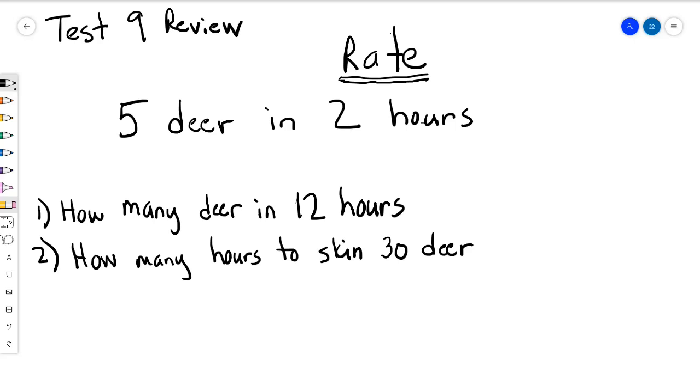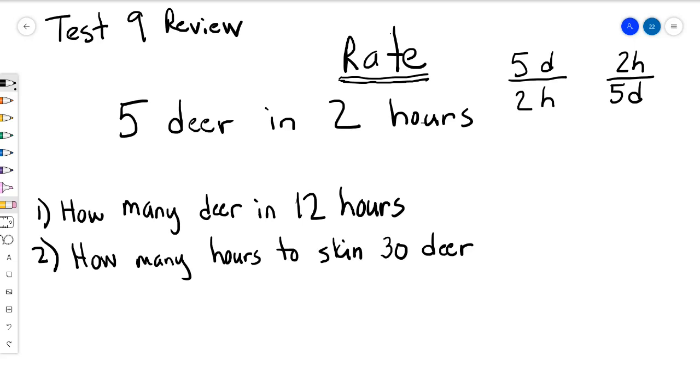The first thing you'll need to do is to write your 2 rates. There'll always be 2 rates associated with a rate problem. Really simple. I'm going to abbreviate deer to D and hours to H in my rates. So Josh can skin 5 deer in 2 hours. And then the other rate, we're just going to write the inverse of that. Just flip it over. In 2 hours, Josh can skin 5 deer. That might be the hardest thing you do in these problems, is to make sure you get the rates written down.